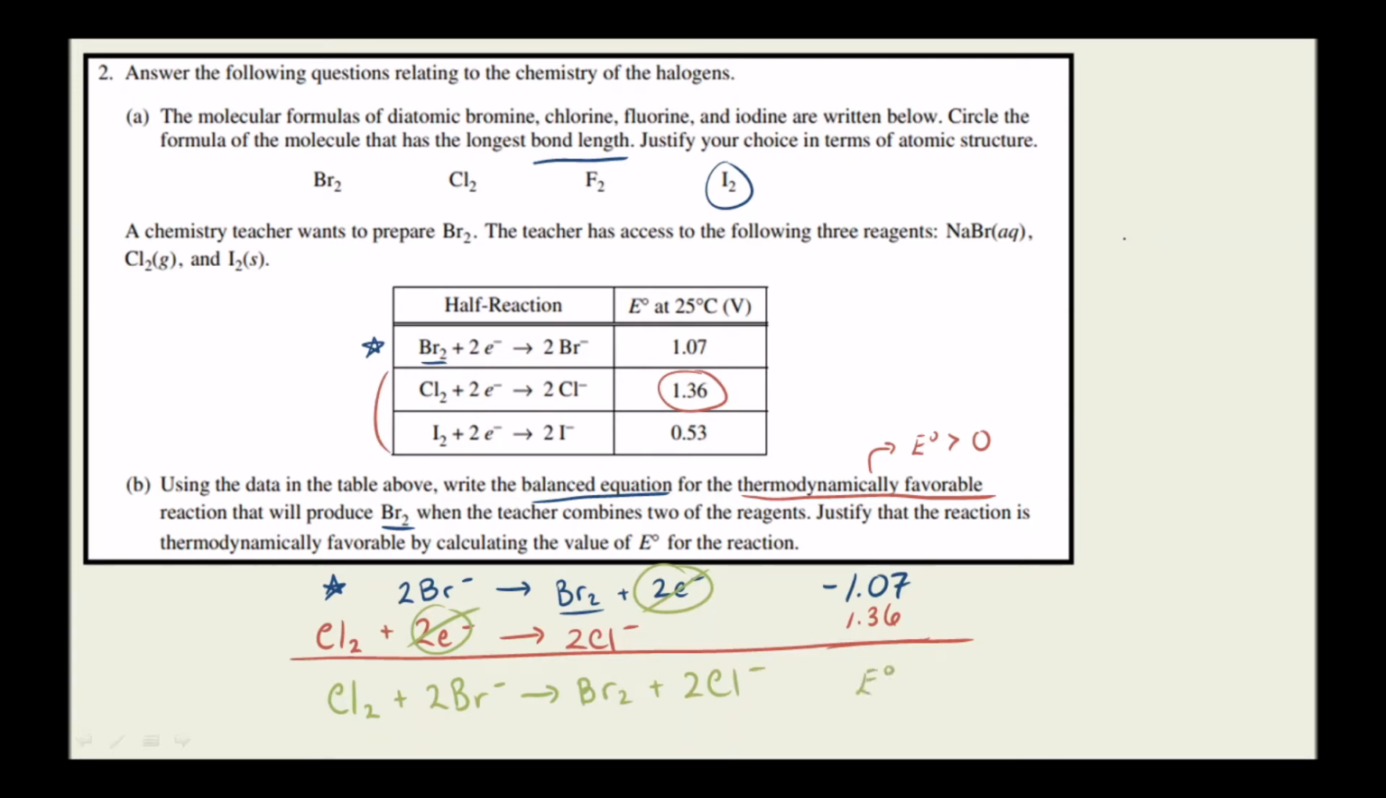And our E naught is equal to minus 1.07 because we reversed the bromine half reaction, plus 1.36 volts for the chlorine half reaction as written. That will give us a positive 0.29 volts as the E naught for this reaction. And because this E naught is greater than 0, we know that it is thermodynamically favorable.